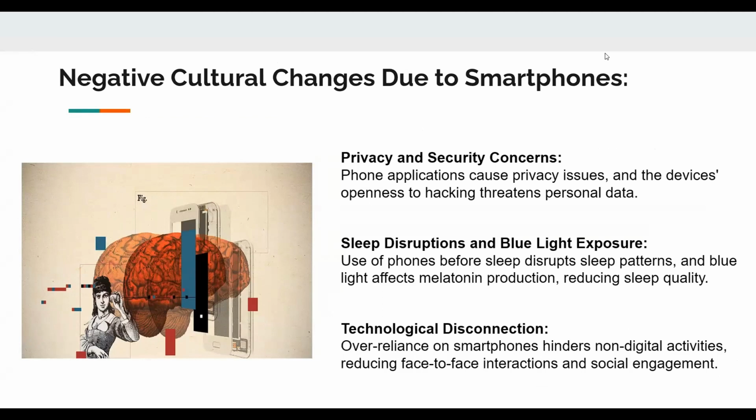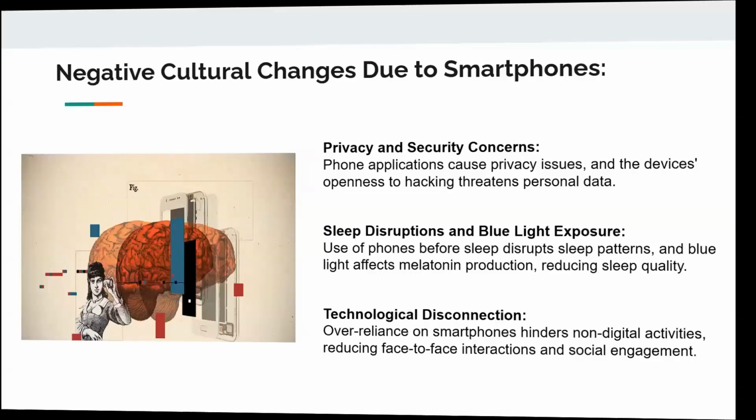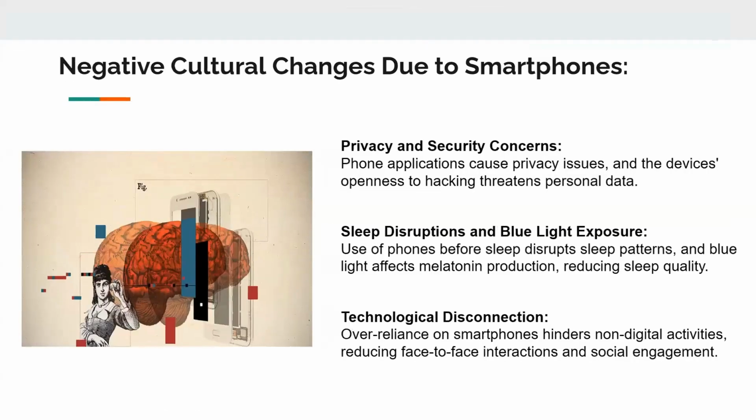For the negative cultural changes due to smartphones, privacy and security concerns. Concerns about privacy and security include privacy-invading phone applications and the vulnerability of mobile devices to hackers. Sleep disruptions and blue light exposure. Using a phone right before bed interferes with melatonin synthesis and lowers the quality of your sleep. My last point is technological disconnection. Reliance on cell phones too much limits non-digital activities, lowering in-person connections and social engagement.